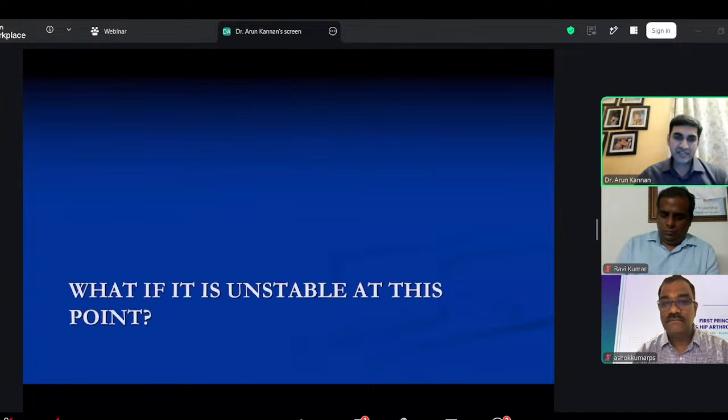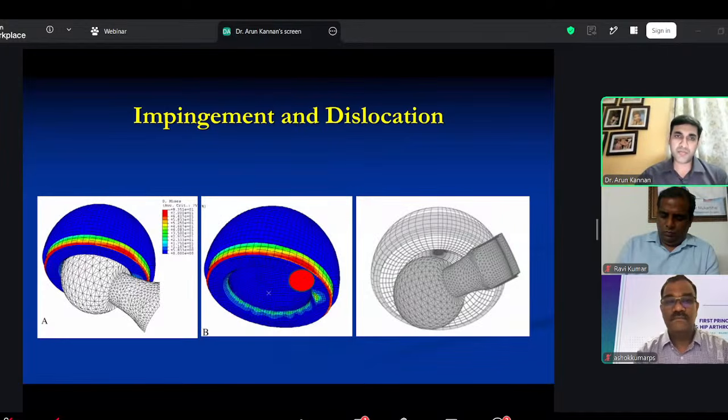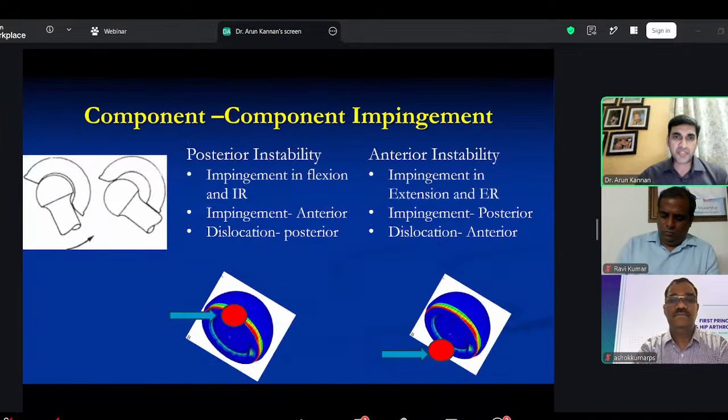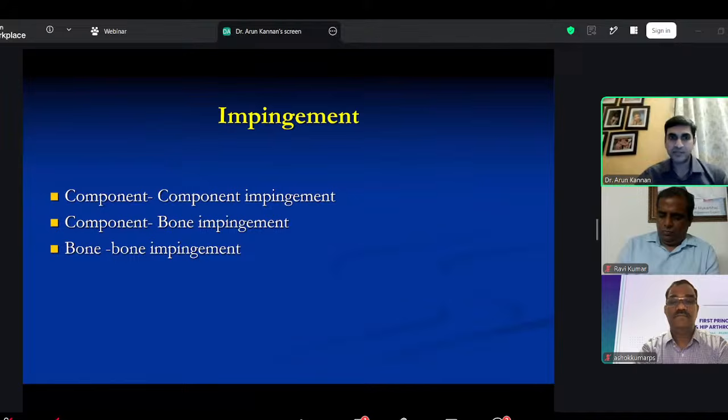So what if it is unstable at this point when we are checking? In this case, we have to remember impingement as an important cause of dislocation. So if there is posterior instability, generally there is impingement in flexion, internal rotation. The impingement is somewhere anterior and dislocation is happening posterior. If there is anterior instability, there is impingement in extension and external rotation. The impingement is somewhere posterior and dislocation happens anterior.